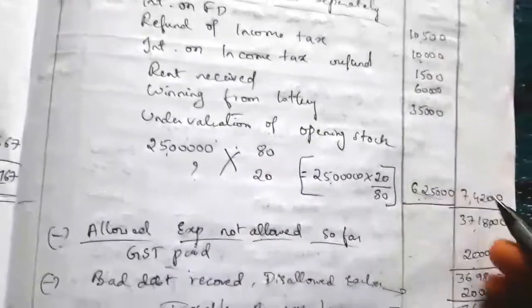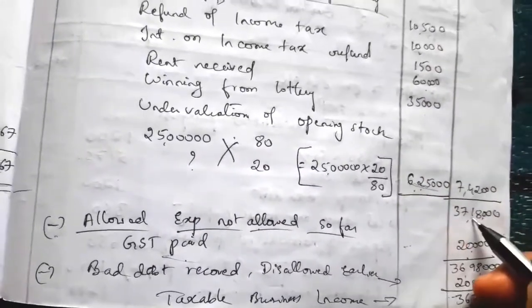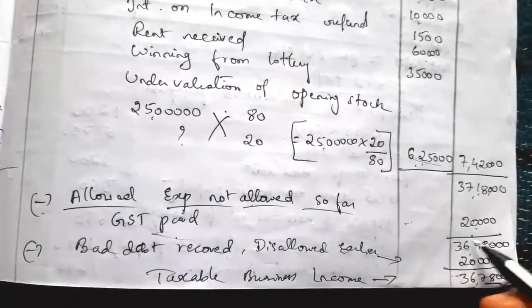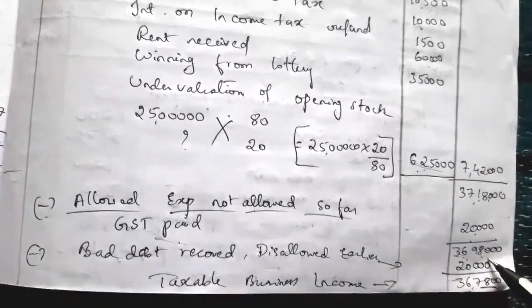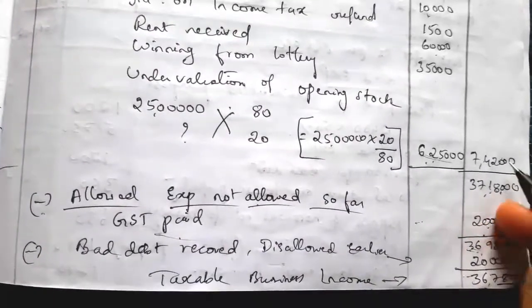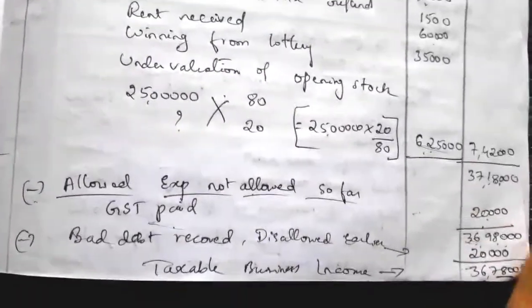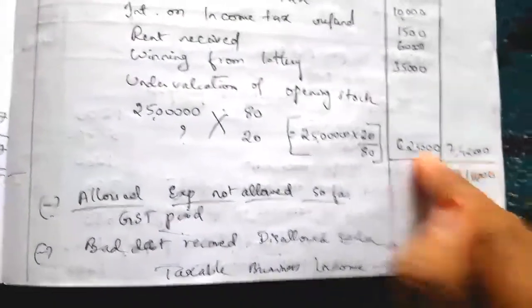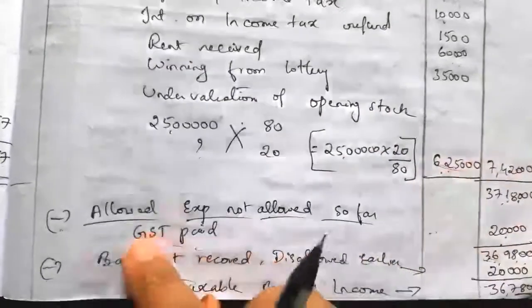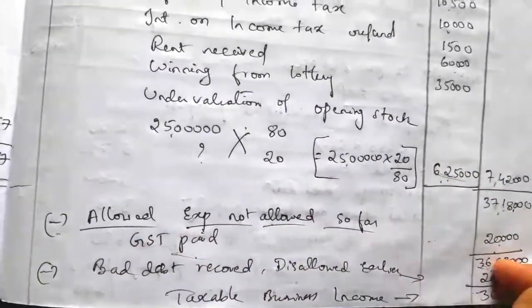So here the total will get slight changes and this total also gets changes, and this final answer will be the same, 36,98,000 you will get. So the continuation will be the same, but you will get the changes in these two totals. So make the correction here. Undervaluation of opening stock, cancel from here and record under allowable expenses not allowed so far.